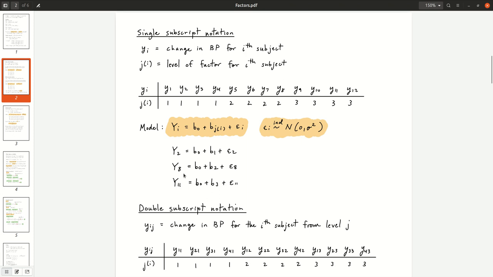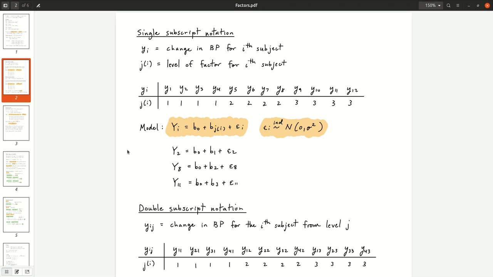All right, let's do number 8. B0 plus B sub J of 8. And the eighth one is a 2. So we'll get B0 plus B2 plus epsilon 8. And then one more, Y sub 11 is going to be B0 plus B sub J of 11, which is 3, plus epsilon 11. So what this model ends up doing is it assigns three different expected values. So it's going to be either B0 plus B1, or B0 plus B2, or B0 plus B3, depending on which level of the factor the subject belongs to.